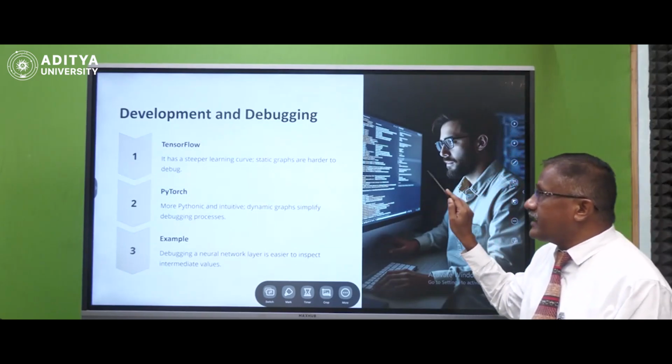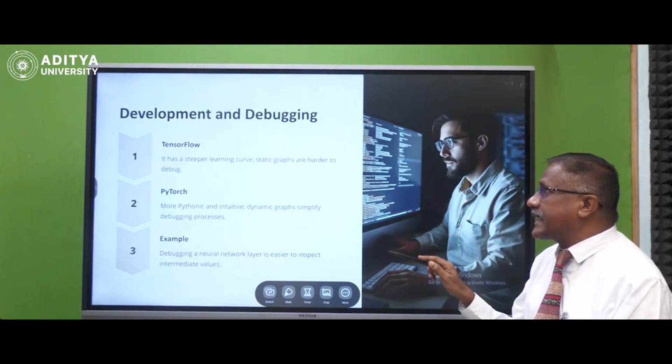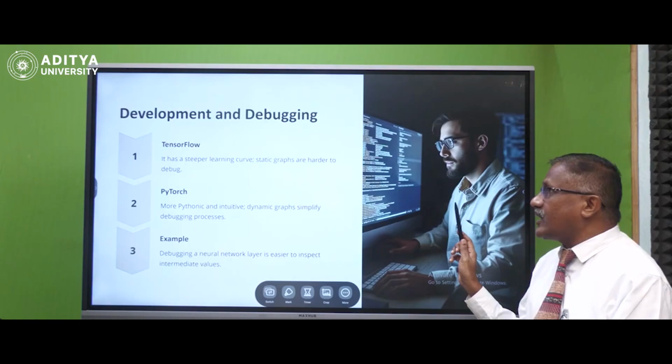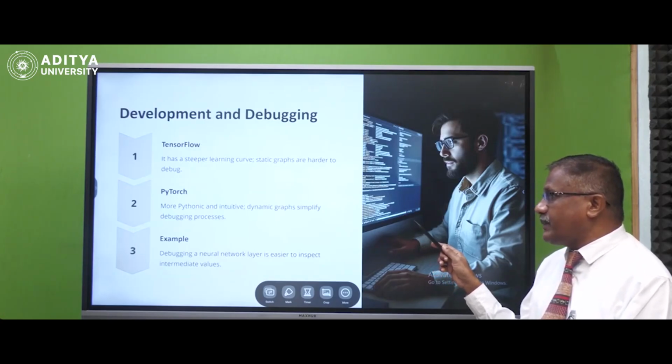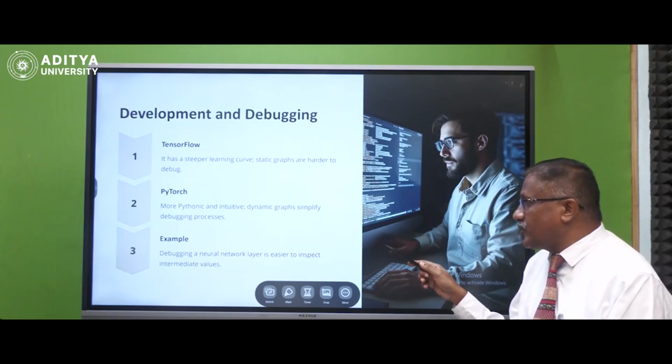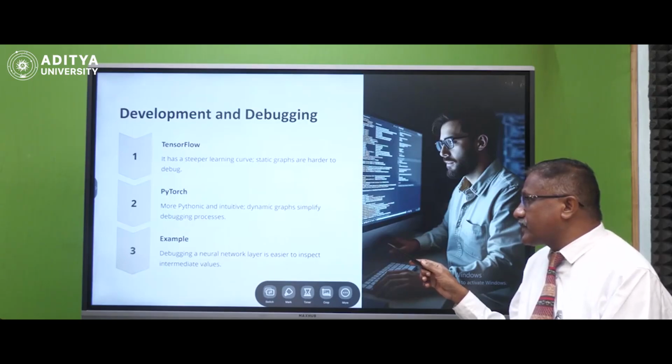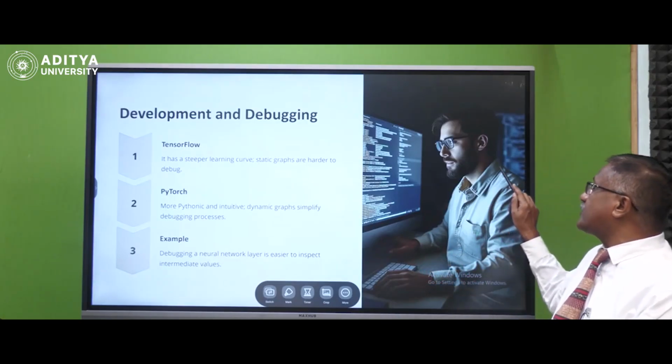Development and debugging: TensorFlow has a steeper learning curve, and static graphs are harder to debug. It's somewhat difficult. PyTorch is more Pythonic and intuitive, and dynamic graphs simplify the debugging process. Example: debugging a neural network layer is easier because you can inspect intermediate values.